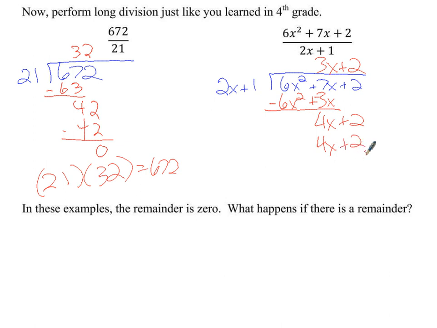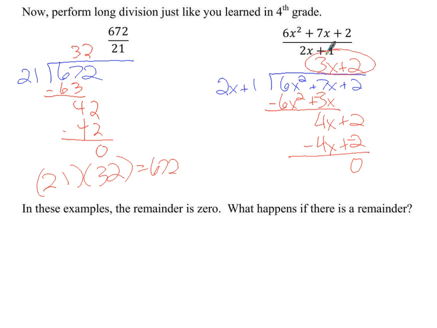And then I'm going to subtract by changing all the signs and adding. 4x minus 4x is 0. 2 minus 2 is 0, so I'm left with 0. Which means that I have no remainder. So it went in evenly, that's right. So therefore, this fraction right here reduces to this answer.